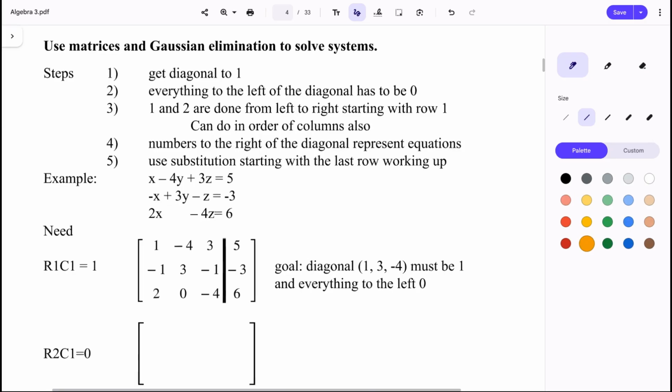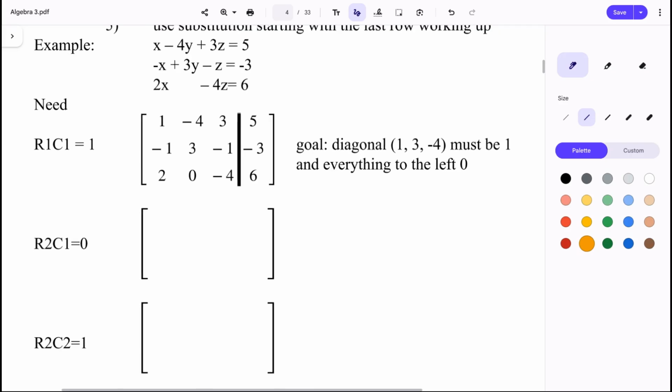I'm going to show you how this works on this first example. This is my system here. They took all those coefficients, all the numbers in front of the x's, y's, and z's, and all of my constants. This is the same matrix we were working with on the previous page, but now we've added on the constants at the end. They drew in that bar, and they've got the numbers that are equal to on that side. My goal here is to get the diagonal, the 1, 3, -4, these numbers, to all become 1s. And I want all of the numbers to the left, this -1, 2, 0, to be 0s. That's kind of your goal.